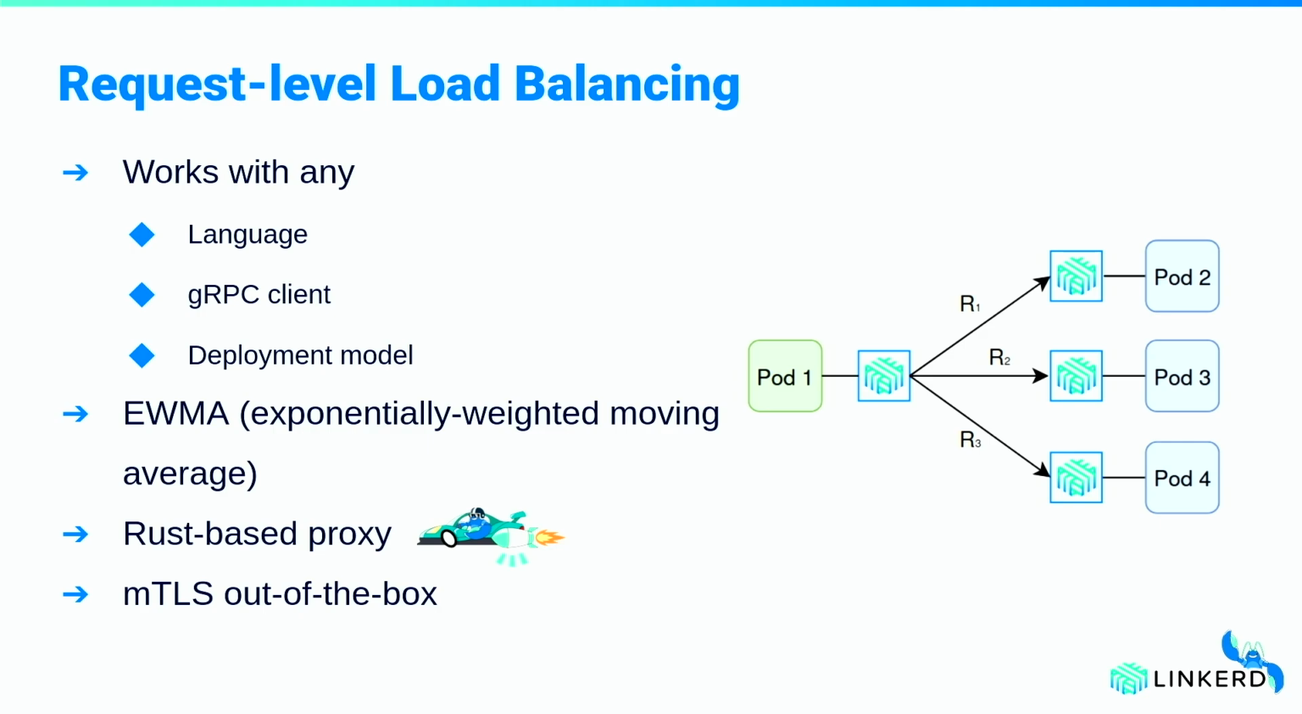And it uses EWMA to load balance requests. It's exponentially weighted moving average, and in short, it's going to shift traffic away from your slow pods. If there's a slowdown in one of your pods, it's going to shift traffic onto the other ones, and if it speeds up again, it's going to keep moving traffic back to it. It uses a Rust-based proxy, so the resource usage is pretty negligible compared to all the other service meshes, even ambient mesh, which we found out from our recent benchmarks.